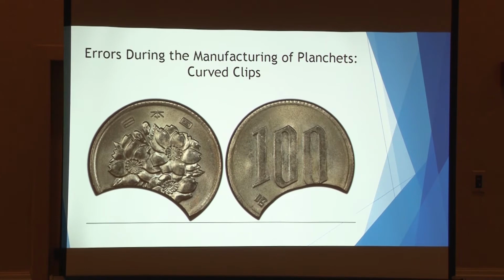Then when the coin is struck, you end up missing big sections of the coin. This is a curved clip because this is a circular coin and the punch was circular.